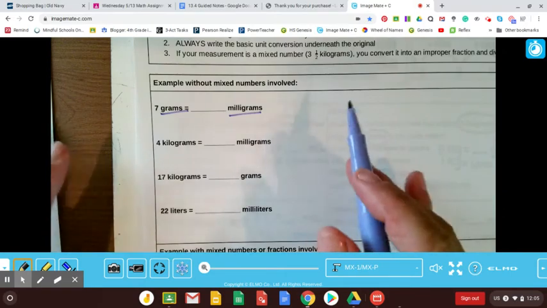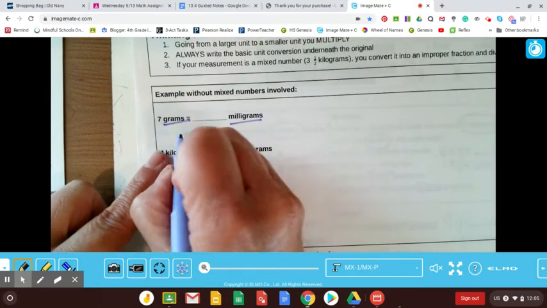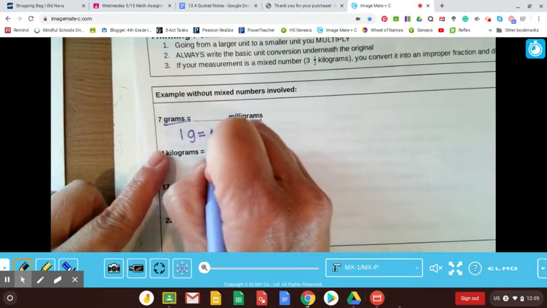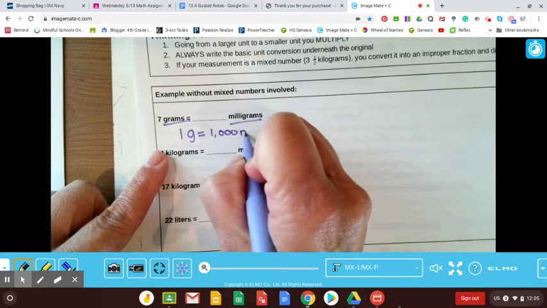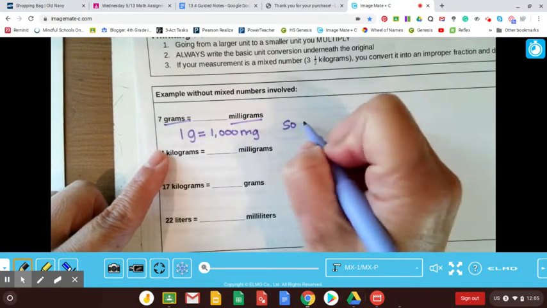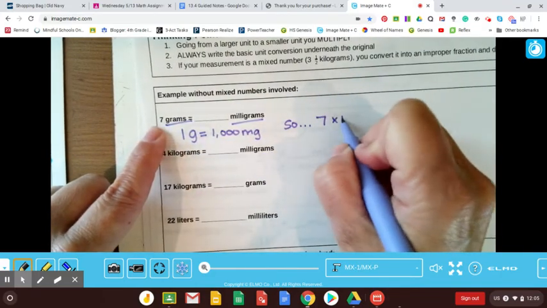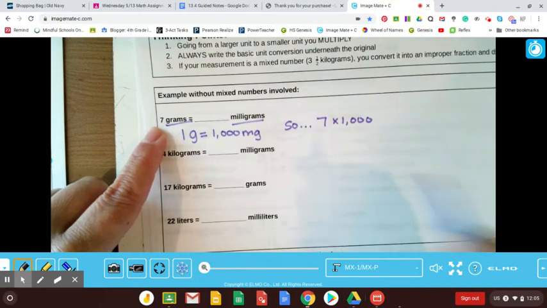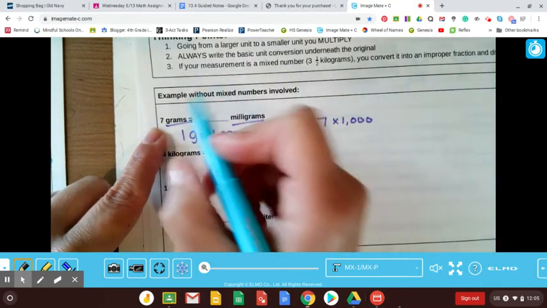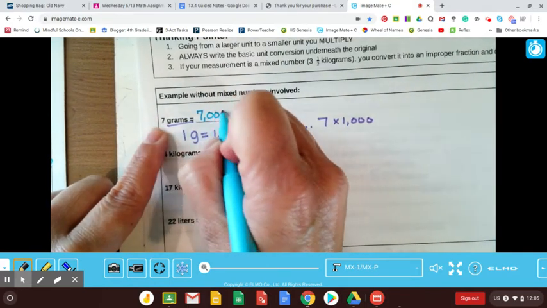All right, so I know that 1 gram has 1,000 milligrams. So what I need to do is multiply 7 times 1,000, and that will get me my answer. So my answer, 7 times 1,000 is 7,000.